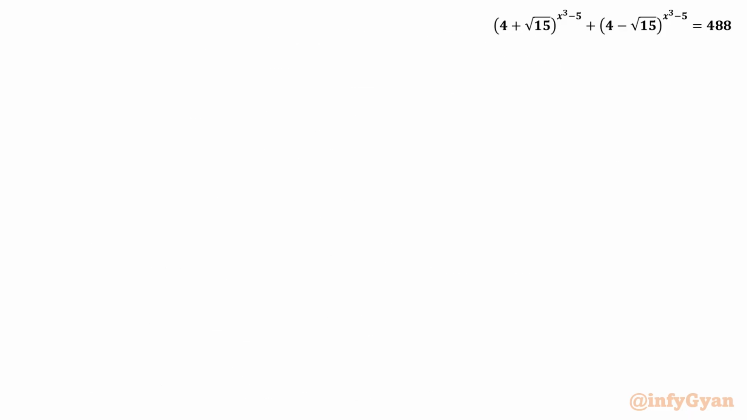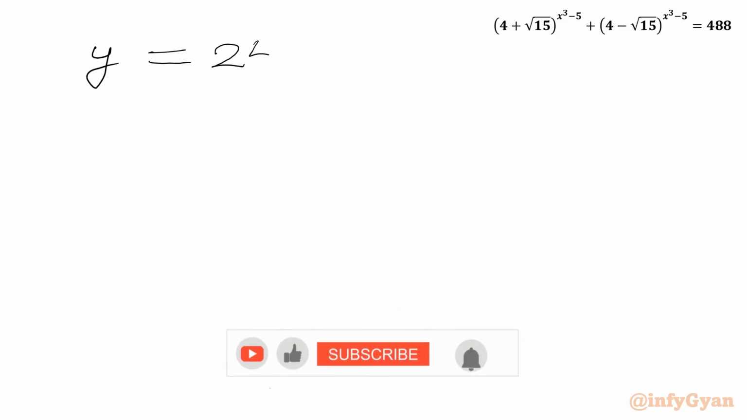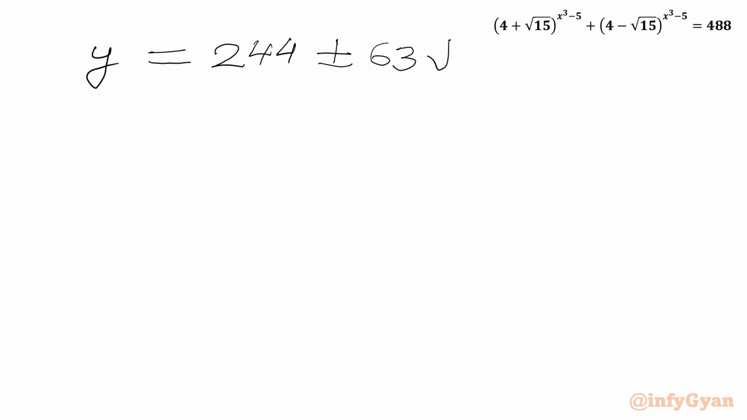Let me write here y equal to 488 over 2, 244, plus minus 126 over 2, 63 square root 15. So we have two y values: 244 plus 63 root 15, and 244 minus 63 times root 15. Now I will consider splitting the numbers 244 and 63.